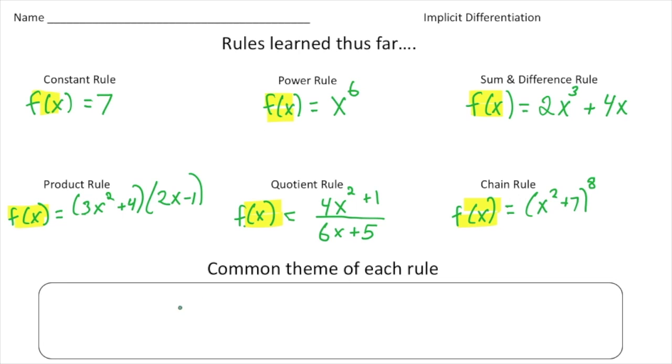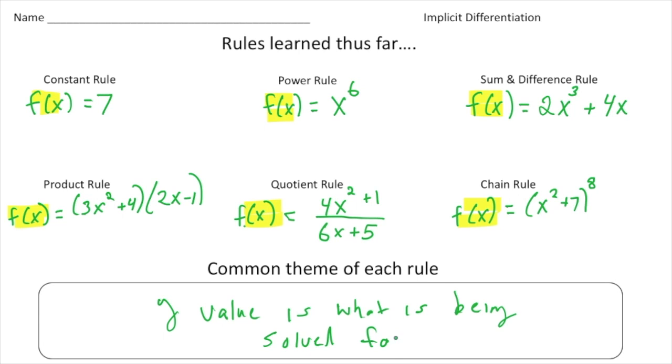So for every one of these, the y value is what is being solved for. We could replace every f of x with a y: this one with a y, this one with a y, and so on.